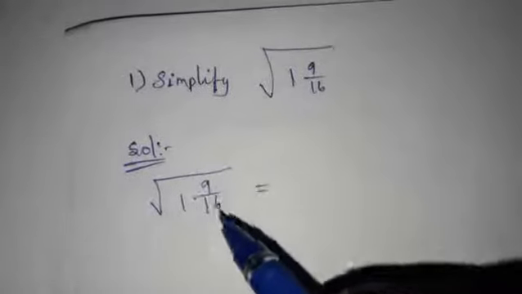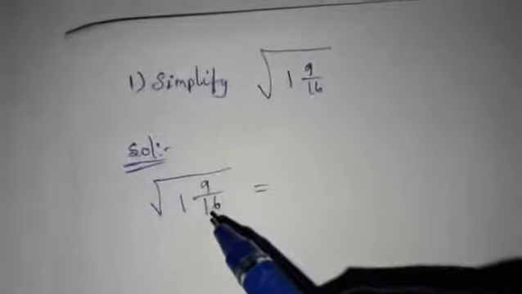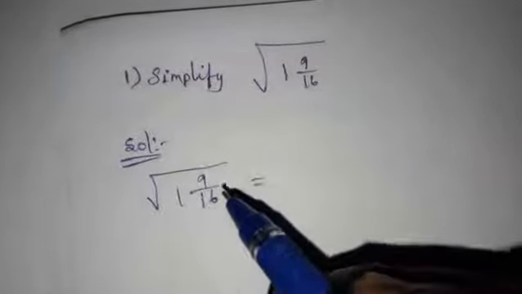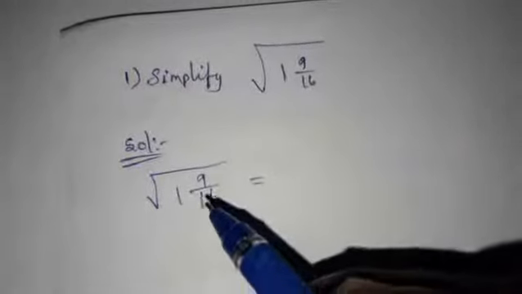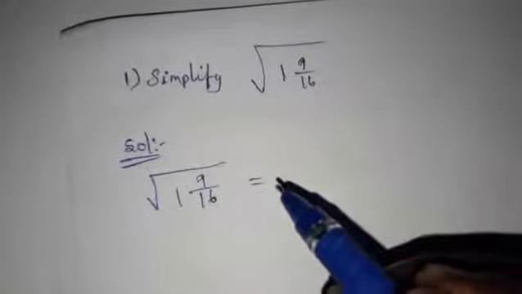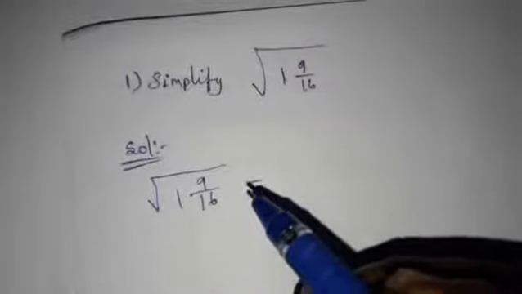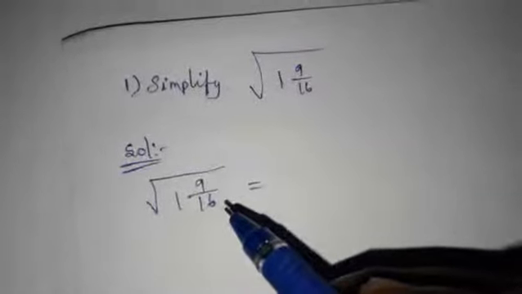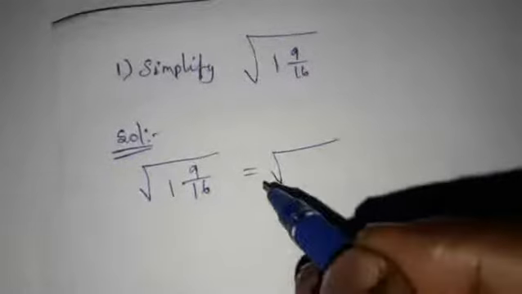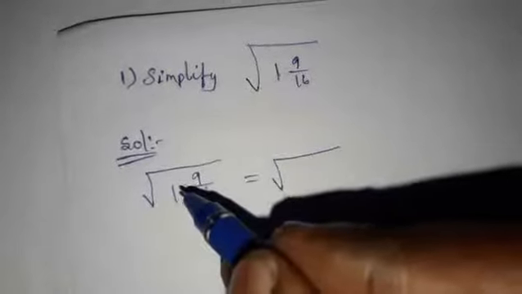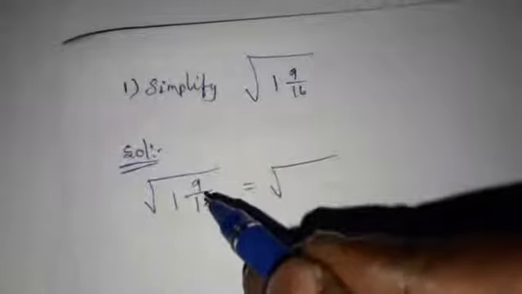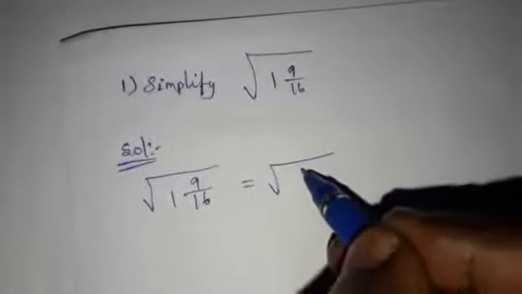We know this number is a mixed fraction. We cannot find the square root directly. So we are going to convert it into an improper fraction. Then only we can easily find the answer. 16 times 1 is 16. 16 plus 9 equals 25.